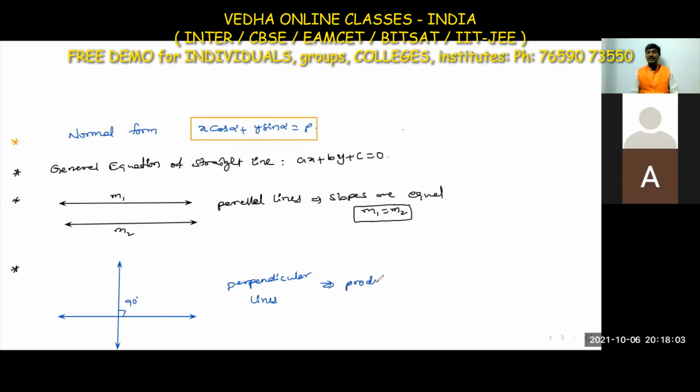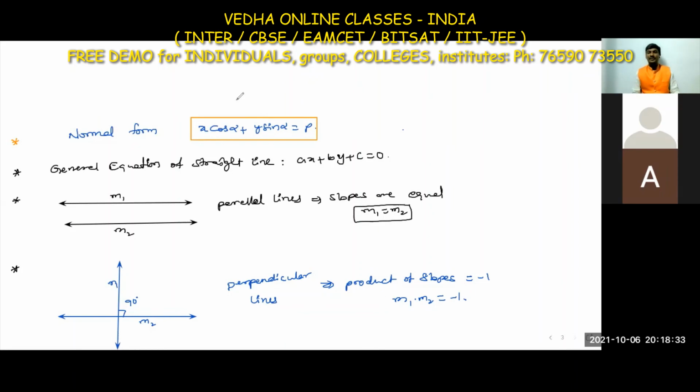What is the formula here? The product of slopes is equal to -1. Repeat once again: the product of slopes is equal to -1. That means the first slope is m1, the second slope is m2, and m1 times m2 is equal to -1. Here m1 is the first line's slope, m2 is the second line's slope. m1 m2 equals -1 is the formula. Understood?